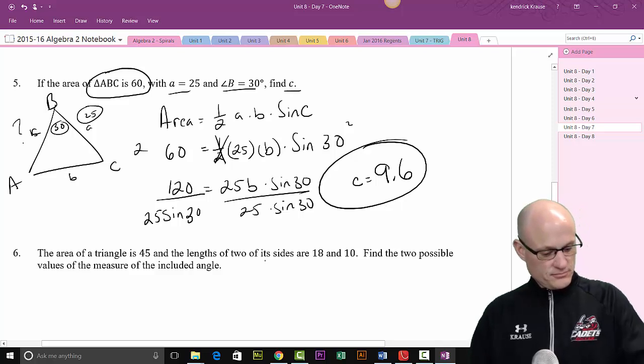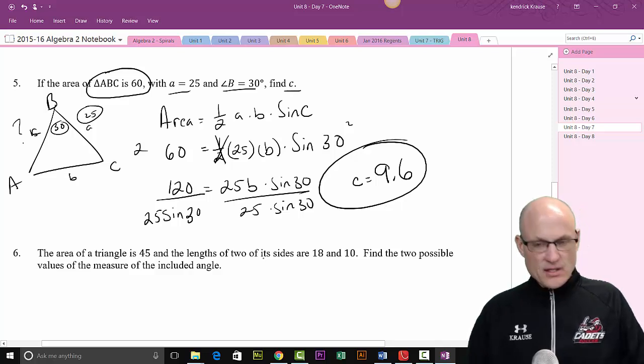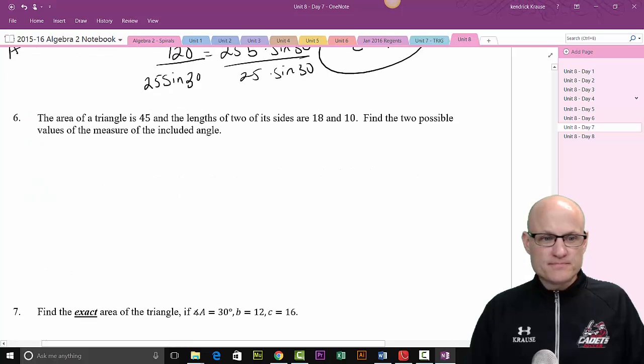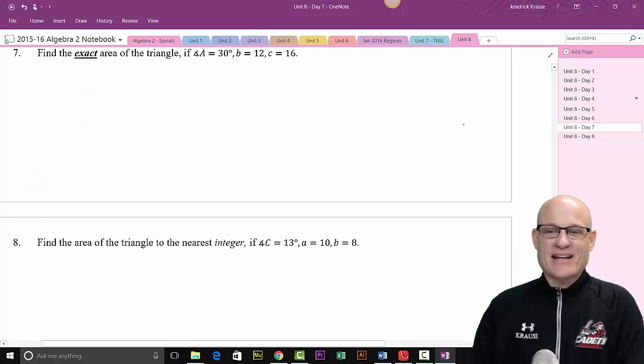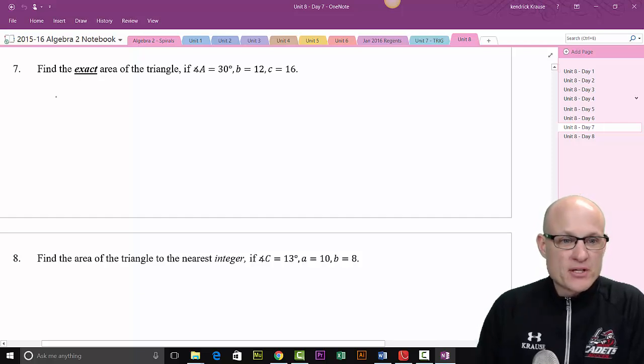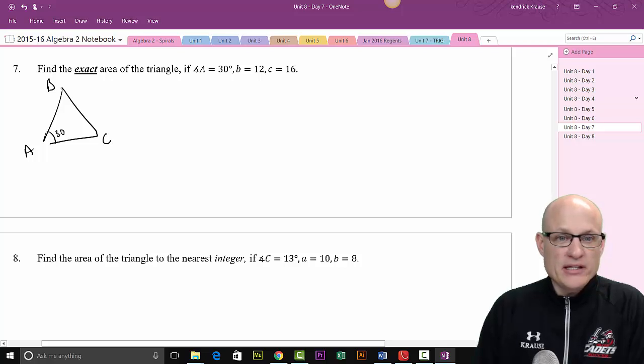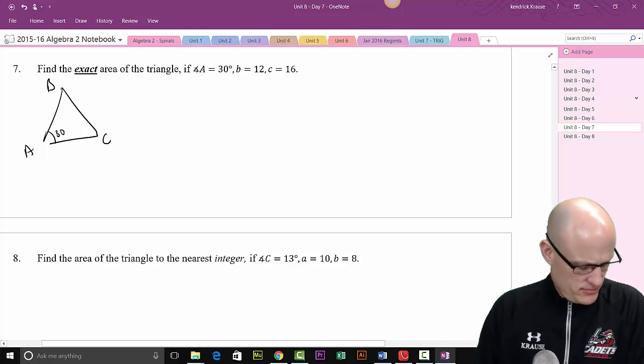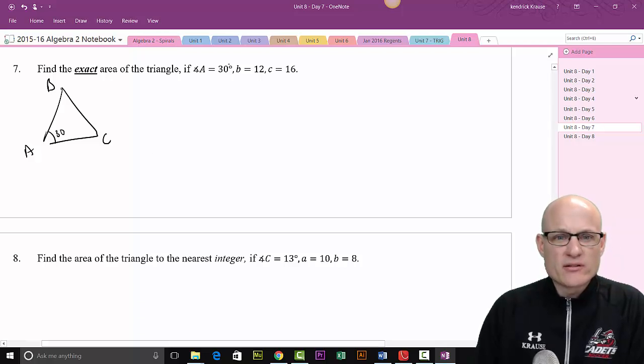Let's show you 7. It said find the exact area, and you'll recall exact area means put your doggone calculator away. Triangle A, B, C. If angle A is 30 and B is, this should be 60. So angle B is 60. Otherwise, it's kind of a stupid question. B is 12 and C is 16.